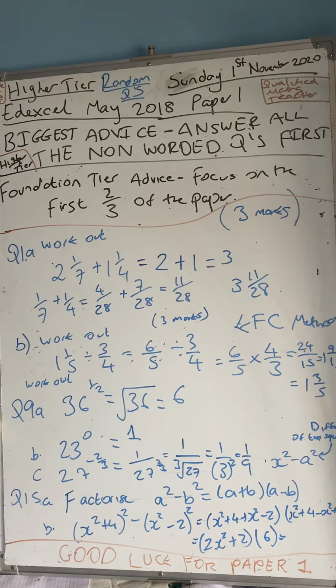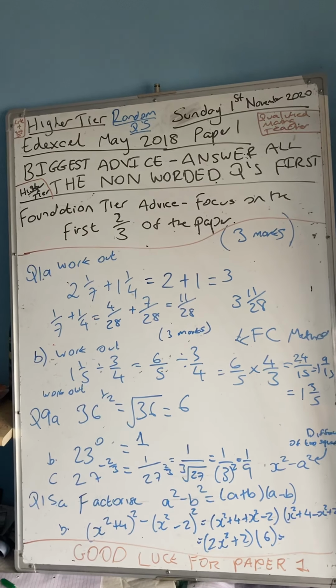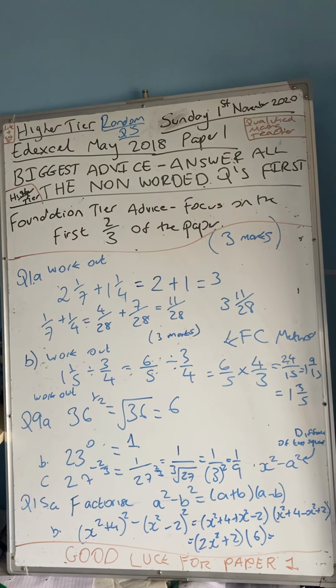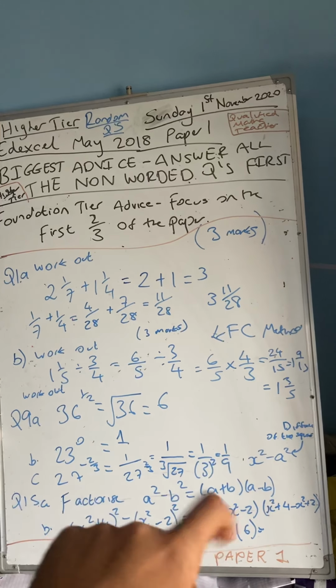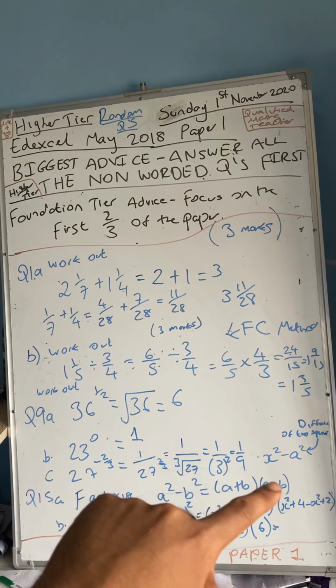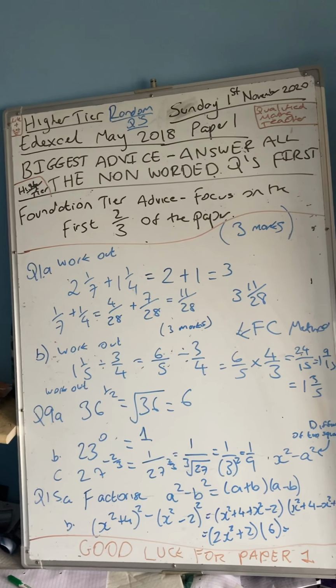Question 15. It says factorize a squared minus b squared. So that's the difference of 2 squares. It's a plus b times a minus b. You can check your answer by expanding the brackets.